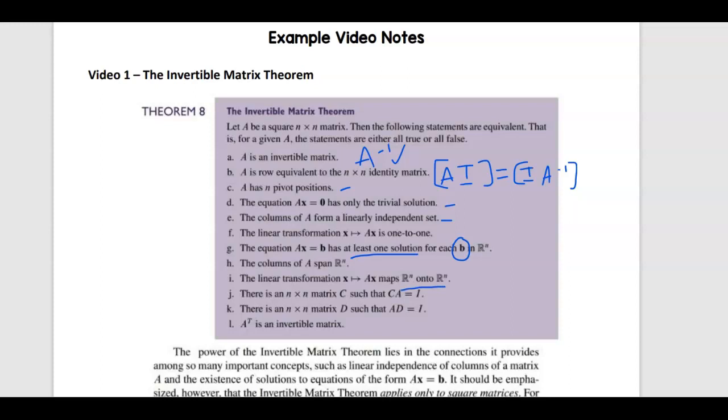And there is going to be some matrix C such that C times A equals I, and that means that it's the identity matrix. There's also some matrix D such that A times D equals I. Well, if that's the case, then that's the identity matrix. And A transpose is also invertible.